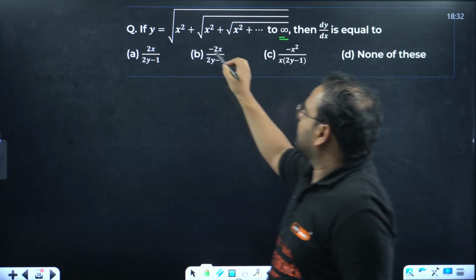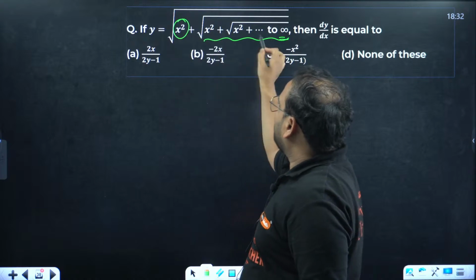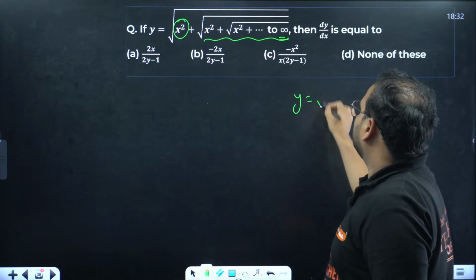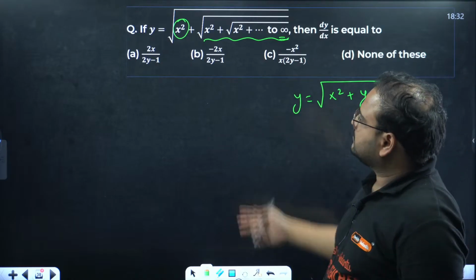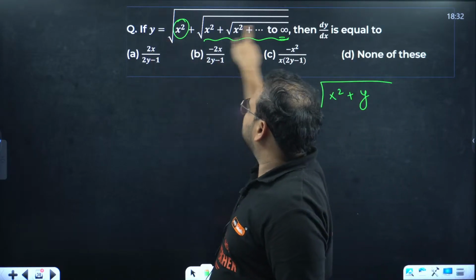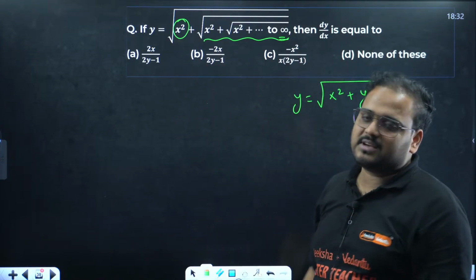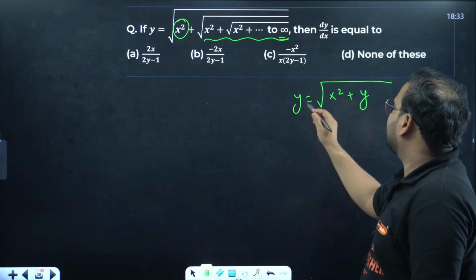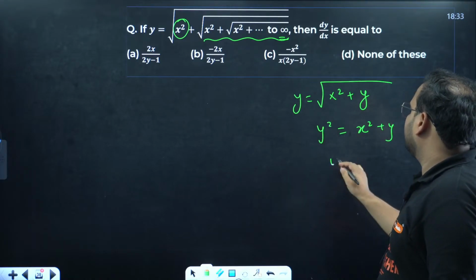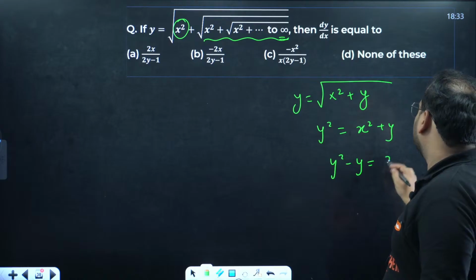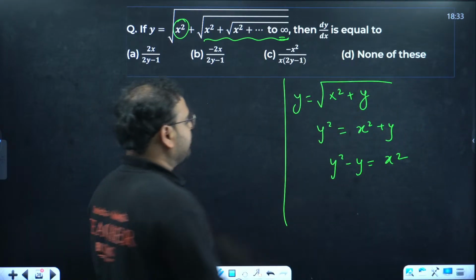So if I remove x square from here, what is this value? That value is same y. If you look at this, this is same as y. From infinity you remove something, it is still same as infinity only. So y. Take whole square. You're going to get y square equals x square plus y. Move on this side: y square minus y equals x square. Differentiate this, differentiate that. You're going to get the answer.